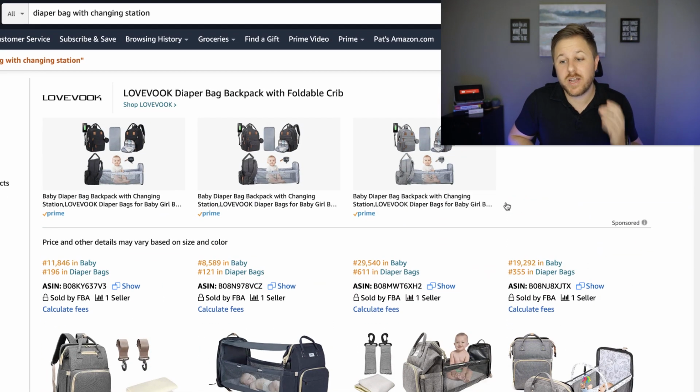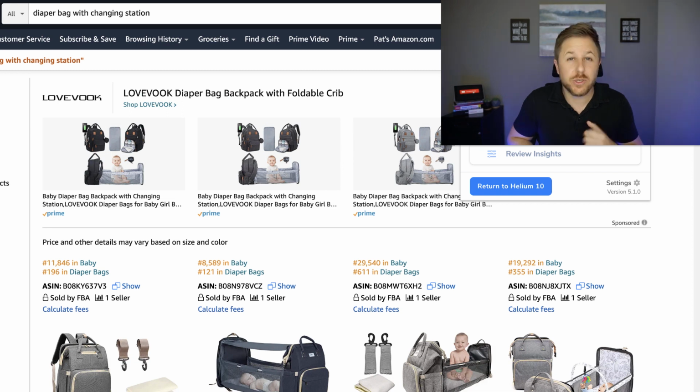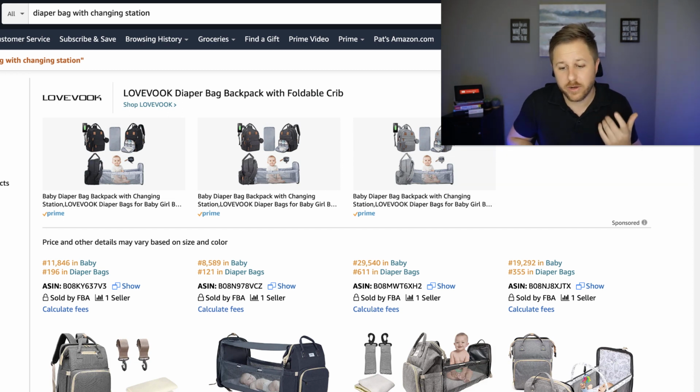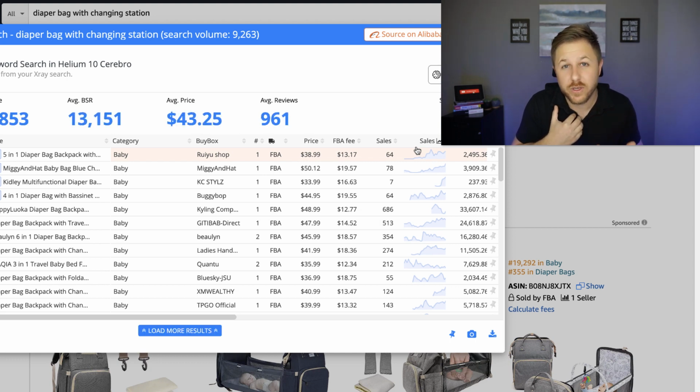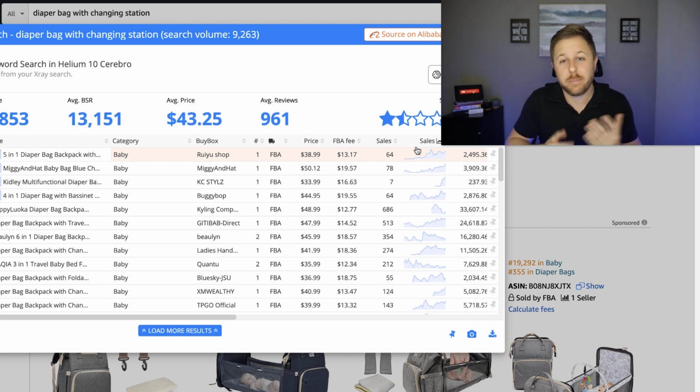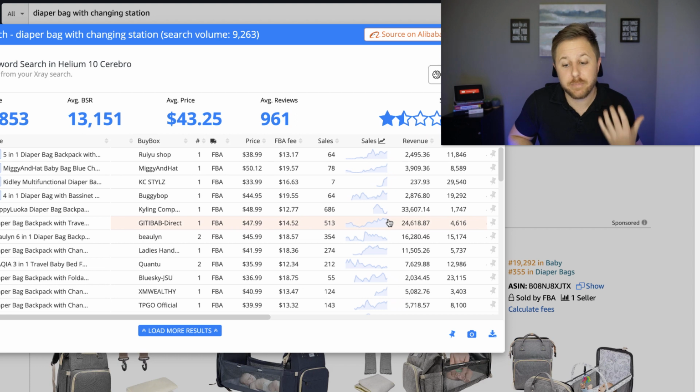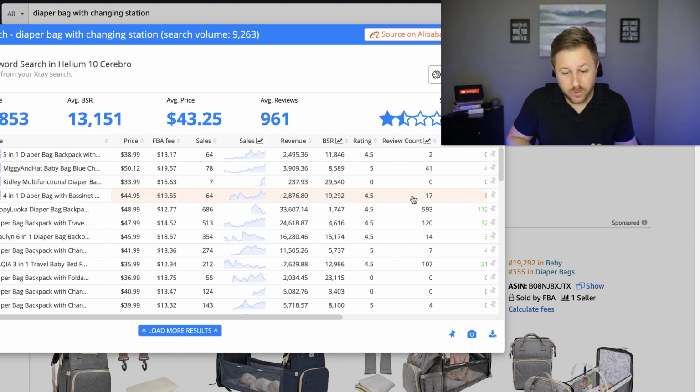So now we're going to check the revenue on these sellers and see if they're actually making any money using Helium10 X-ray. So I'm going to run it right now. And I like to see a lot of sellers on page 1 with low reviews. That means it's easy to rank on that page. You're not going to be competing with really high bids. Okay, so it pulled up right here. This one with only 17 reviews is doing $2,800 a month.